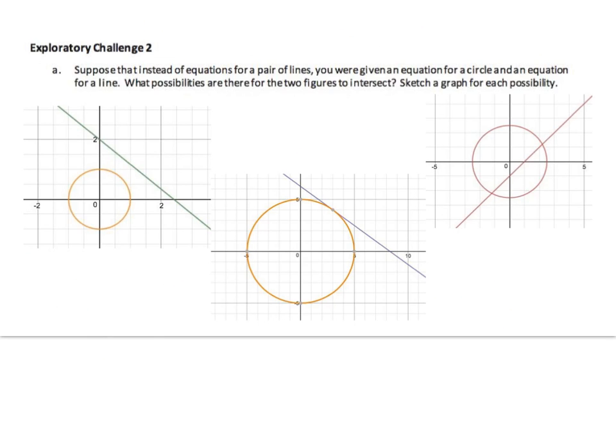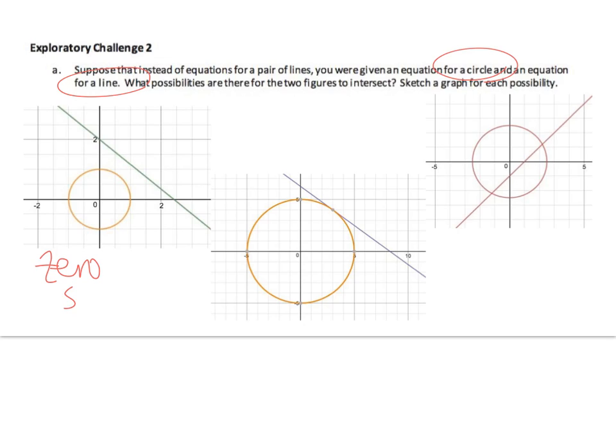So let's look at this exploratory challenge. Suppose that instead of equations for a pair of lines, you were given an equation for a circle and an equation for a line. What possibilities are there for the 2 figures to intersect? Sketch a graph for each possibility. I sketched graphs for us.